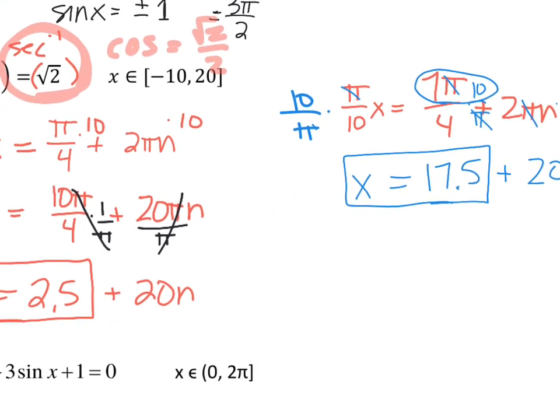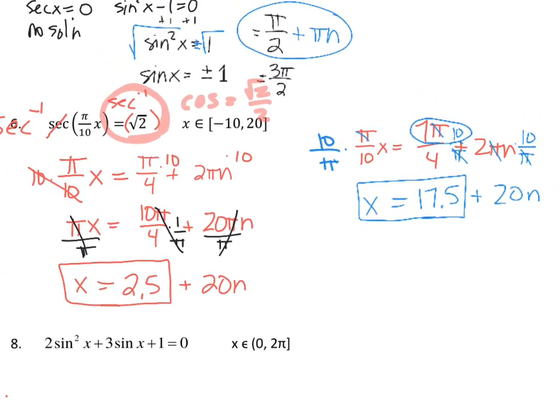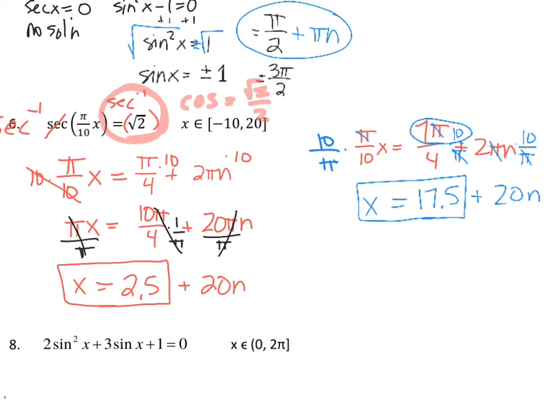Okay, so this is what it takes to do a general solution: you add in that 2 pi n after you put in the angle. Here's the angle where the secant is root 2, and then we add in the general stuff. Here's the other angle where the secant is root 2, and we add in the general stuff. I guess the only other answer would be 17.5 minus 20 if you wanted to go around the negative side and get negative 2.5.